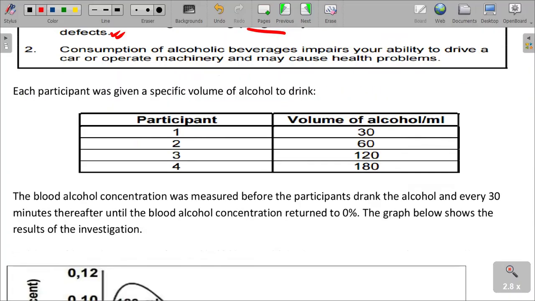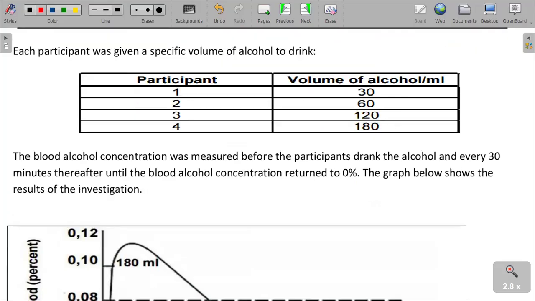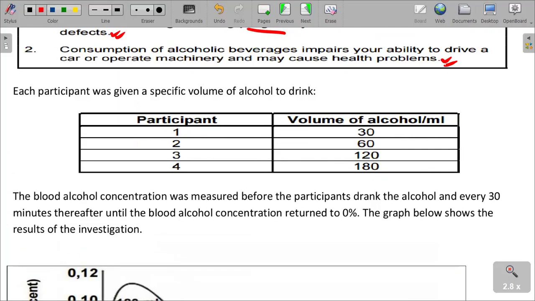And then consumption of alcoholic beverages impairs your ability to drive a car or operate machinery and may cause health problems. They are the effects of alcohol that are given here. Each participant was given a specific volume of alcohol to drink. So participants 1 to 4, each one was given 30, 60, 120, 180, which is showing an increase. It's 30, it's 60, 60, 120, 120. This one is 60 again.